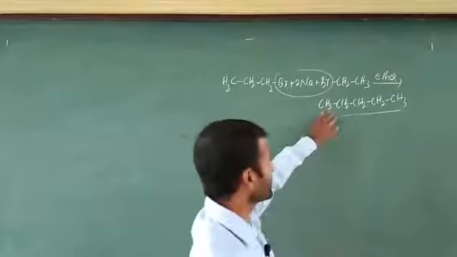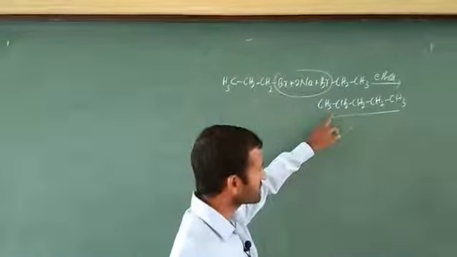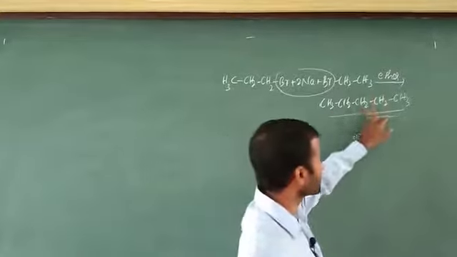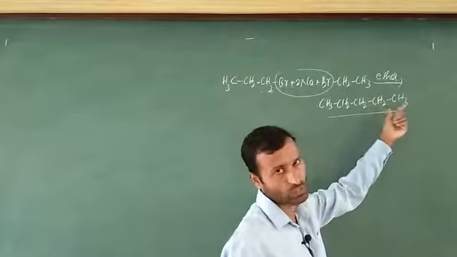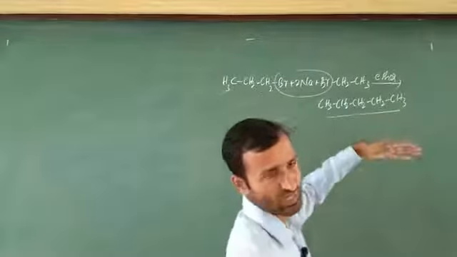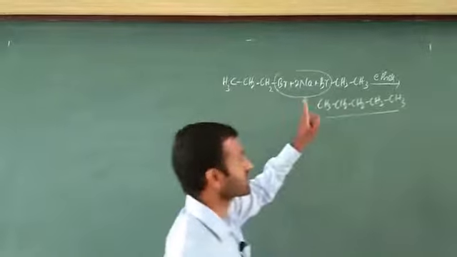Okay, pentane, is it symmetrical in nature? No. If you put a symmetry in this case, on this side you are going to get 3 carbons, but on this side you are going to get 2 carbons. It is not possible to put a symmetry. This is one possible product.